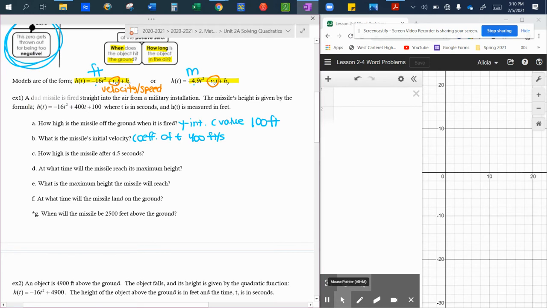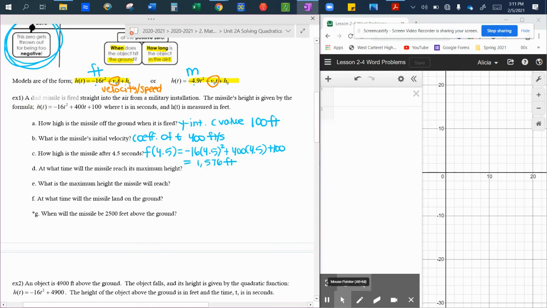How high is the missile after 4.5 seconds? That's a question where I need to use function notation. So if I have f of 4.5, and this is something we can put in the calculator, but if I were to plug this in, it would look like this: negative 16 times 4.5 quantity squared plus 400 times 4.5 plus 100. So that is going to end up equaling 1,576 feet.